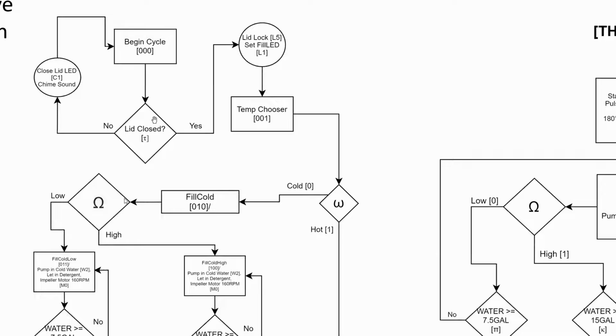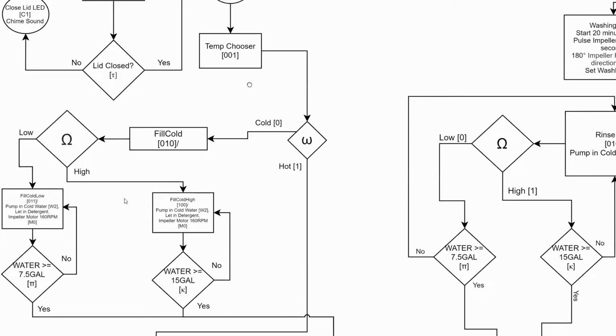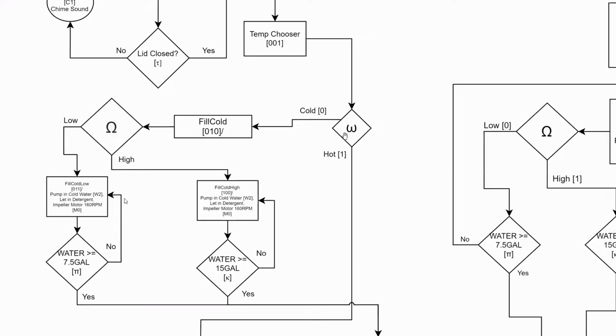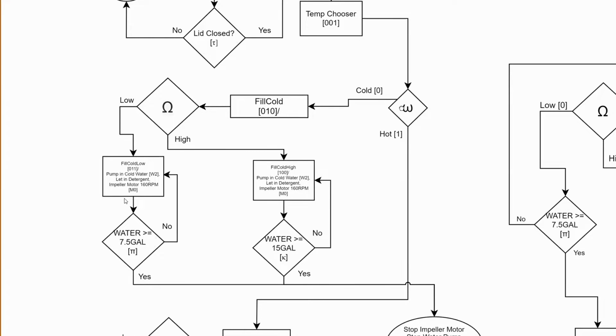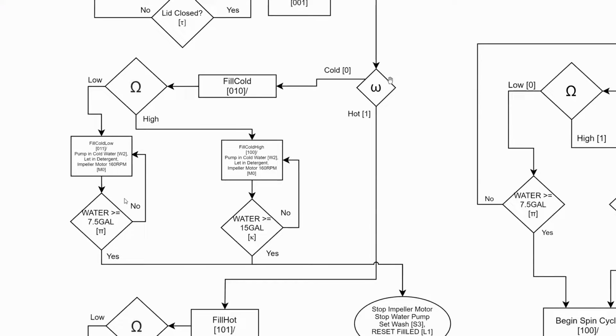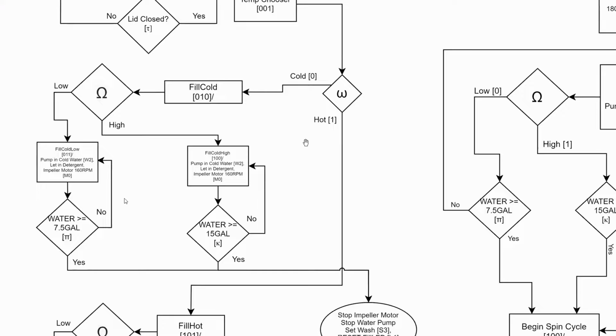After they close the lid, it'll have this conditional output right here. It'll lock the lid, and then it'll also set the fill LED to let the user know that the fill cycle is about to start. So now we're in the temp chooser state. This is dependent on what they chose before. So I think in our previous example, we said hot. So let's say they chose hot water.